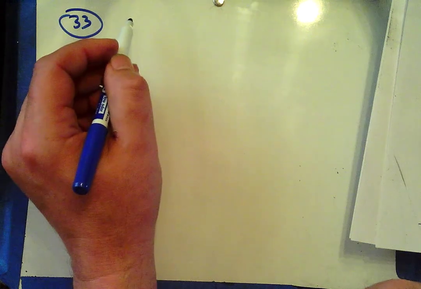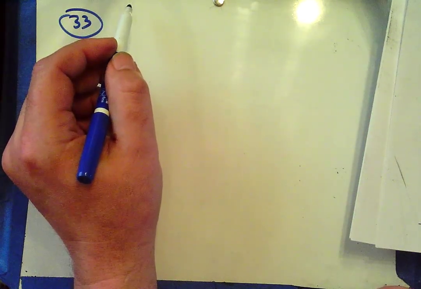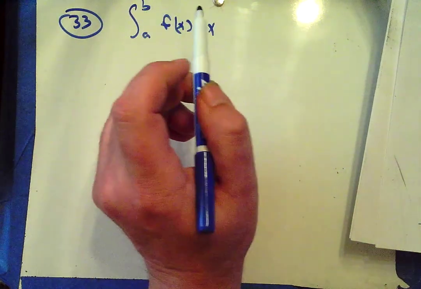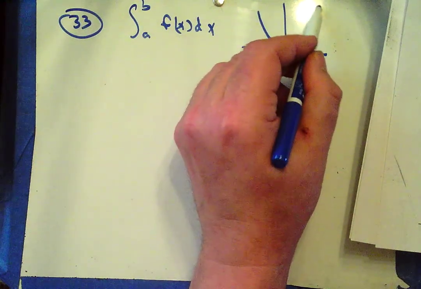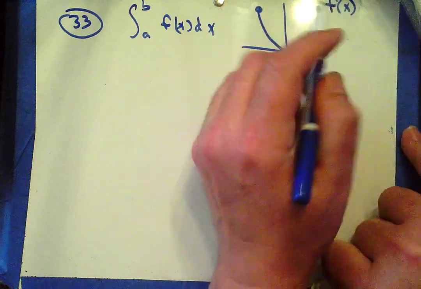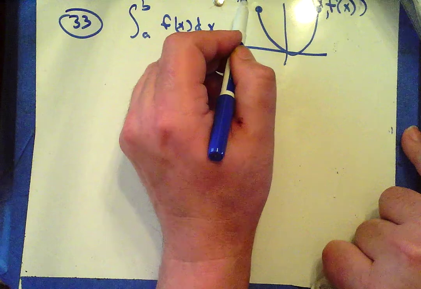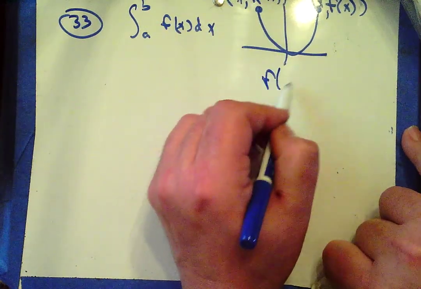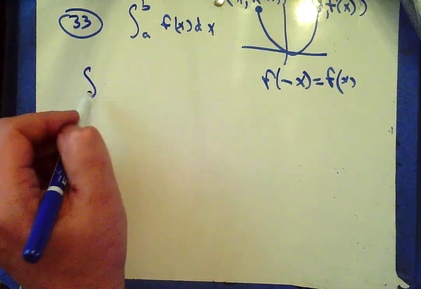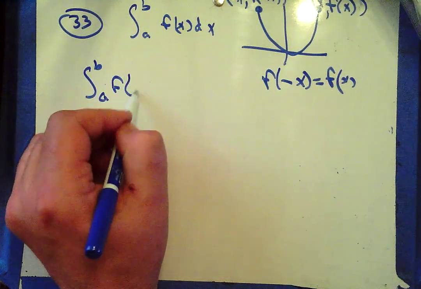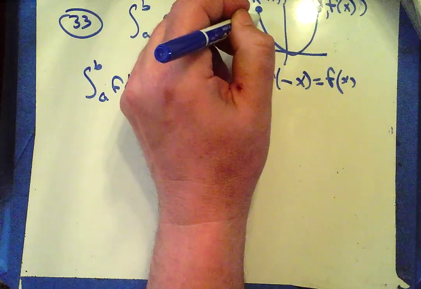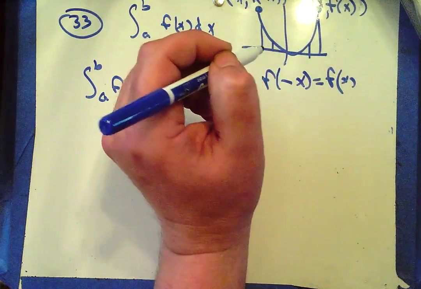Number 33 says, which of the following integrals has the same value as the integral from a to b of f of x dx? We're told that this is an even function. So think about an even function for a minute. What's true about an even function? Here is x, f of x, and over here negative x, f of negative x. So f of negative x equals f of x is what I know about even functions. Okay, so the integral from a to b of f of negative x. So they're saying the area from here to here would be the same as the area from here to here. And I believe that to be true.